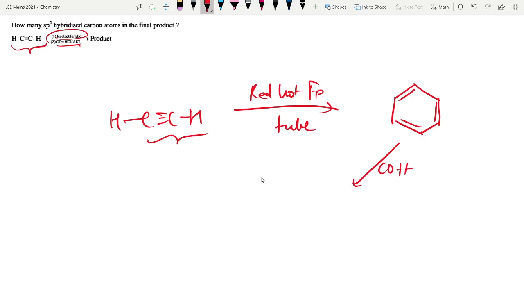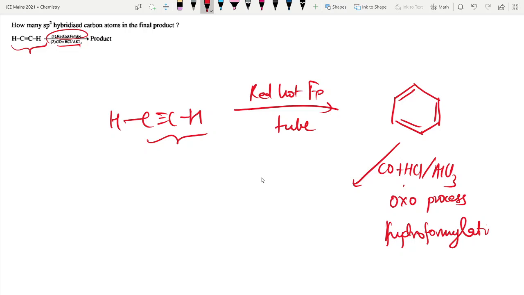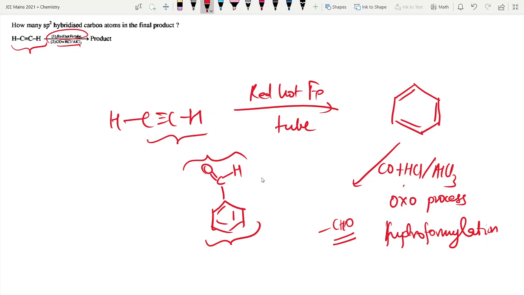Okay, this one is another industrial process. CO, HCl in presence of catalyst AlCl3. This is called OXO process, or you can say it's hydroformylation. In this process, eventually what happens is a CHO group gets substituted in this kind of a process. So this reaction is also something like Gattermann-Koch synthesis or something like that, to prepare benzaldehyde. So that way you can also remember that.